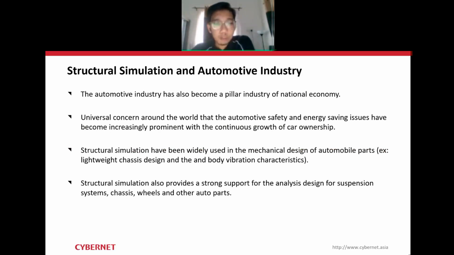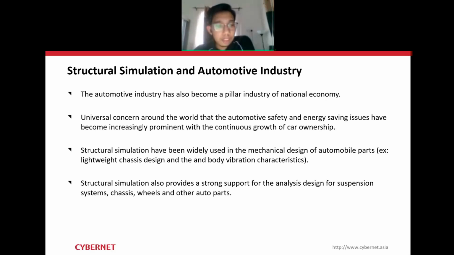Okay, so the automotive industry has been one of the strongest and most well-developed industries compared to the others. Over time, as the growth of automobile ownership increases, the requirements for an automobile to be safer, more economical, or even more affordable are also increasing.